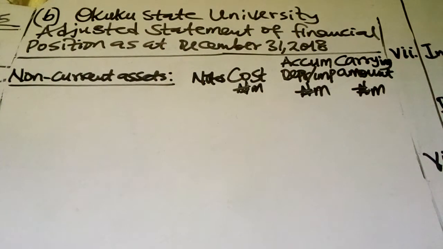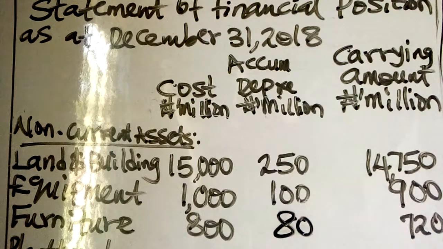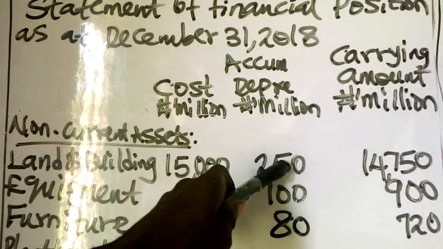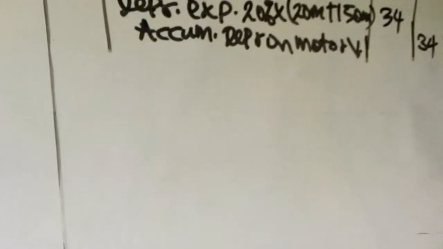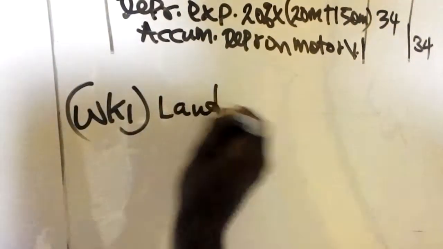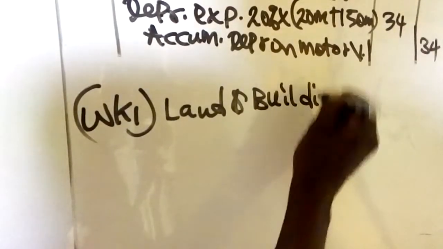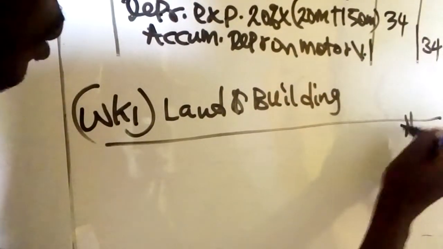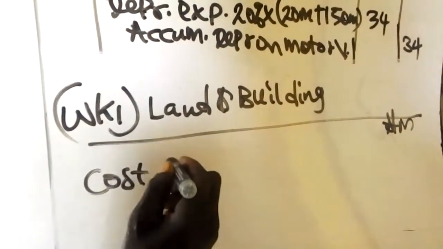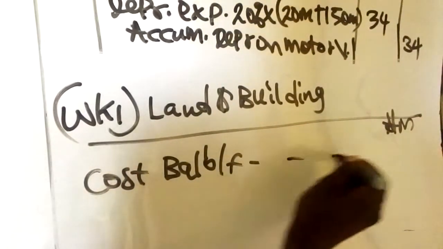Now, let's go through our unadjusted statement of financial position. The first non-current asset in our unadjusted statement of financial position is land and building, with the cost of 15,000 and accumulated depreciation of 250. Let me have that as note one. Working one, that is land and building. Then we have cost. That is balance brought forward. The cost is 15,000.